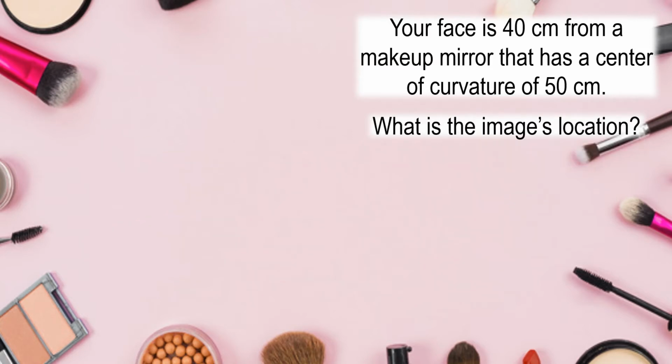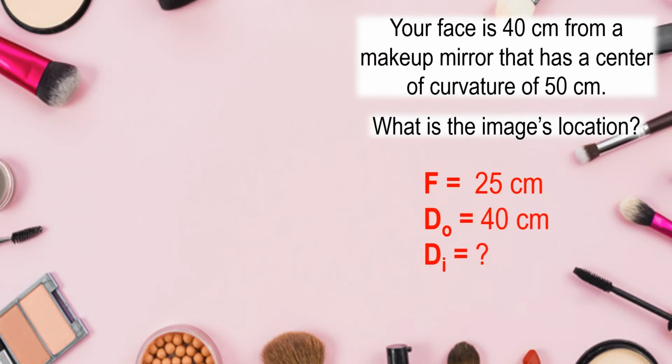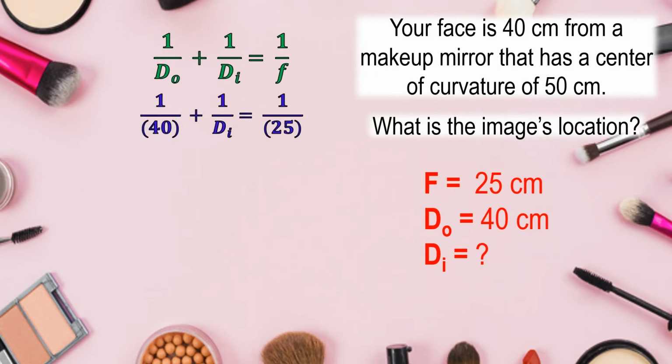Now that we know the focal length, we can find the image's location. There's our focal length. There's the distance of the object. That's how far your face is from the mirror. And now we want to find the distance of the image. That's another way of saying the image's location. Write out our formula. I'm dealing with do, di, and f, and I'm solving for di. Write it out. Plug in what you know. Turn those scary fractions into decimals.